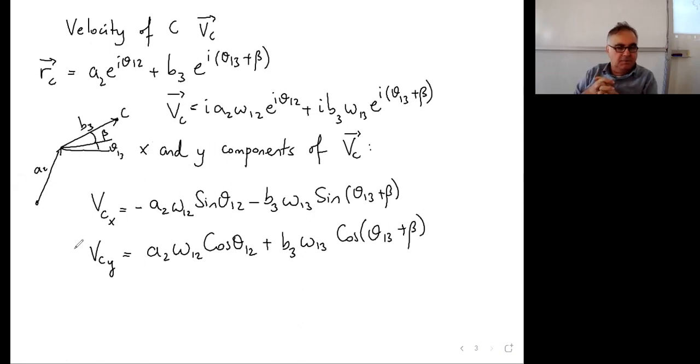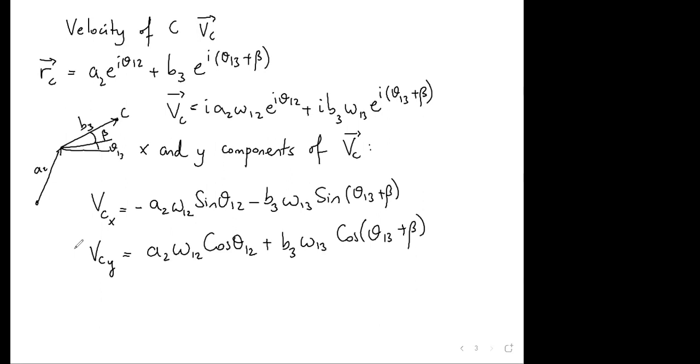So much for the velocities for the 4-bar, which, as you see, is not too hard to do. And if you don't have any questions, I will go on with the accelerations now.